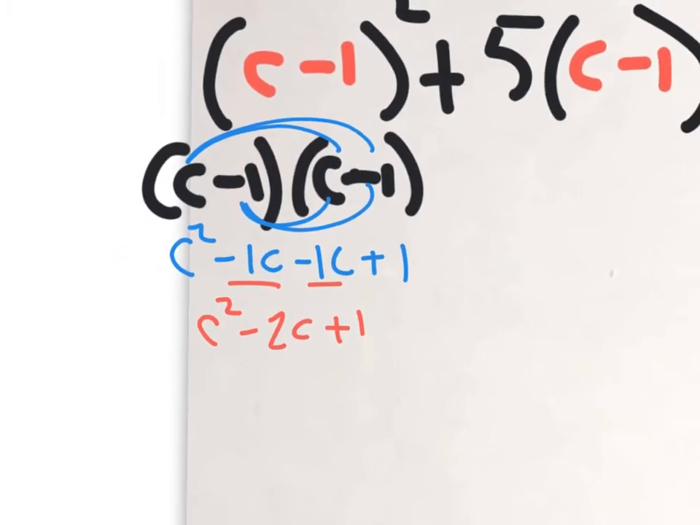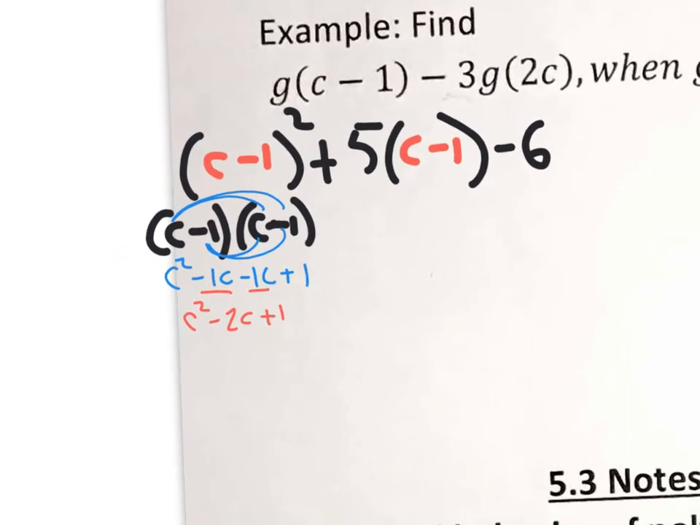And what do we have so far? We only have the binomial squared, but we still need the rest of this first part. So I'm going to distribute 5 times c, that's a positive 5c. 5 times negative 1, that's negative 5. And then bring down the minus 6.